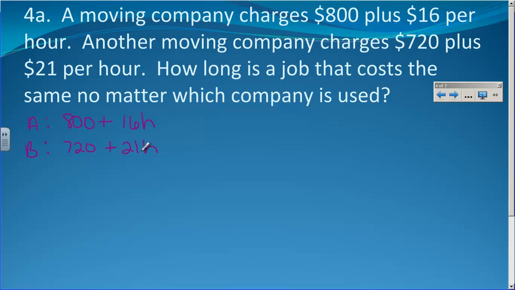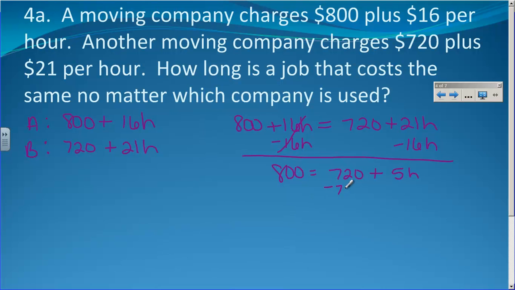I want to know the point at which they are equal, because it says, where do they cost the same? That means equal. That means I want Company A to equal Company B. And I just need to find out what h equals so that I know what number of hours it takes for them to be the same. So I'm going to solve this like I've been solving equations for a while. Let's start by subtracting 16h. This, remember, will give me a positive h at the end, and I don't have to deal with negatives because I don't have to. So I have 800 equals 720 plus 5h.